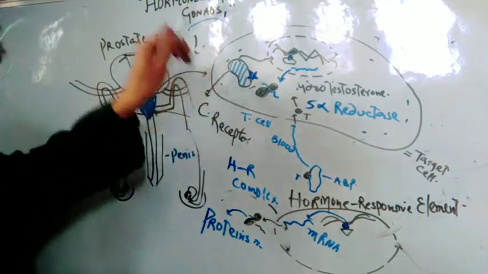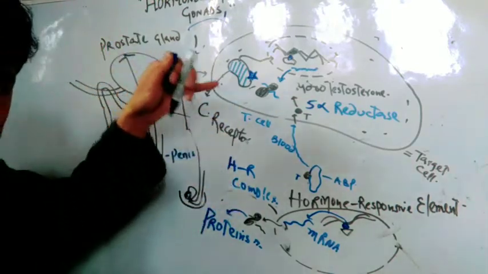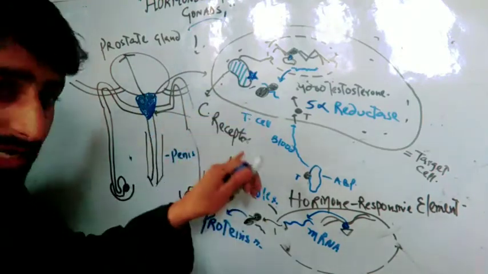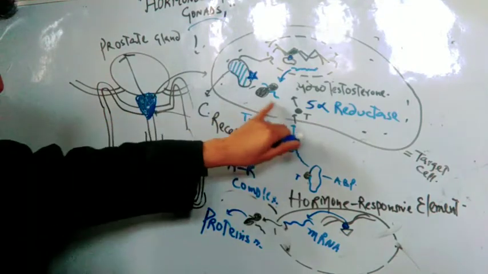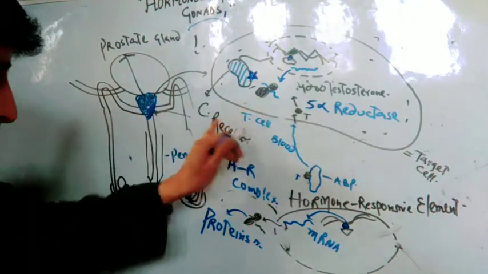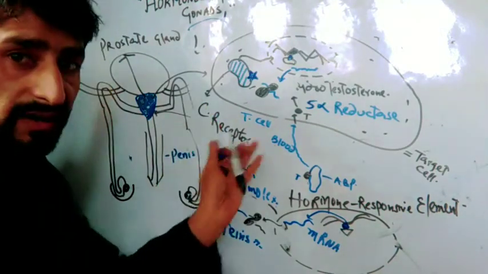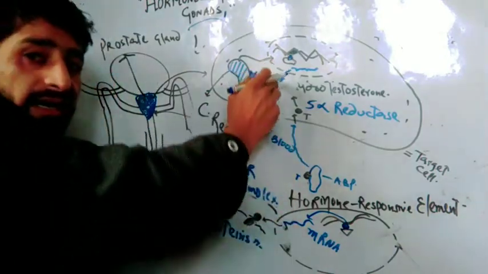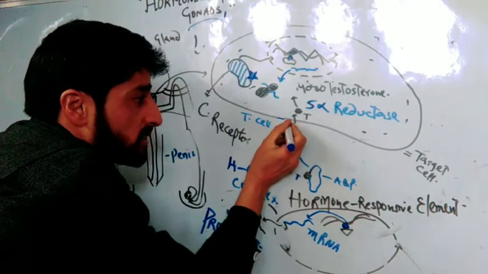From the testes, there are present Leydig cells. These Leydig cells produce testosterone. Testosterone is drained into the blood. In the blood, it binds with androgen binding peptide and is carried up to the target organ. Let us suppose the target organ is the prostate gland, or the target cell is a prostate cell. Because it is a steroid hormone, testosterone can directly enter into the target cell's cytoplasm, because it is highly permeable through the cell membrane.